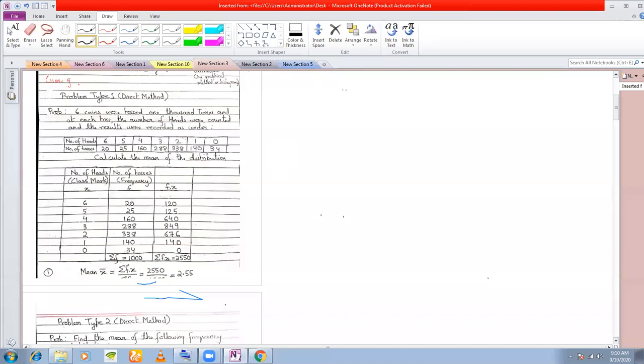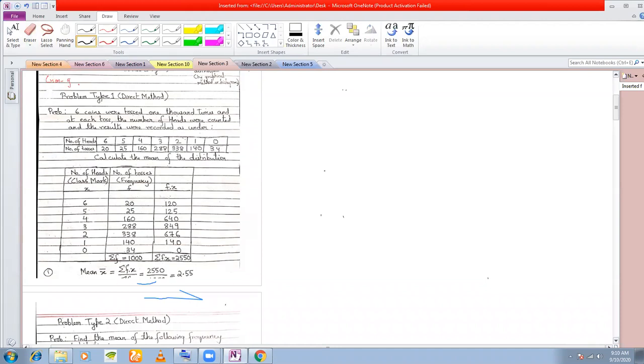It was seen that in 20 tosses, heads occurred 6 times, in 25 tosses, heads occurred 5 times, and so on. So we constructed a frequency distribution with this. And the question here is: calculate the mean of the distribution. Mean of the distribution means what?